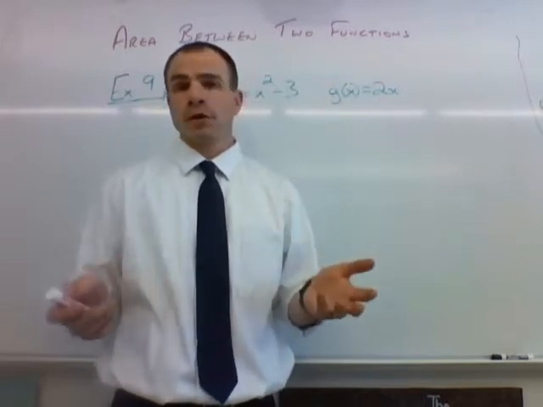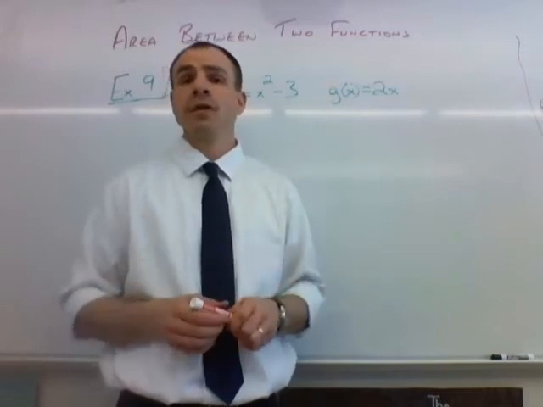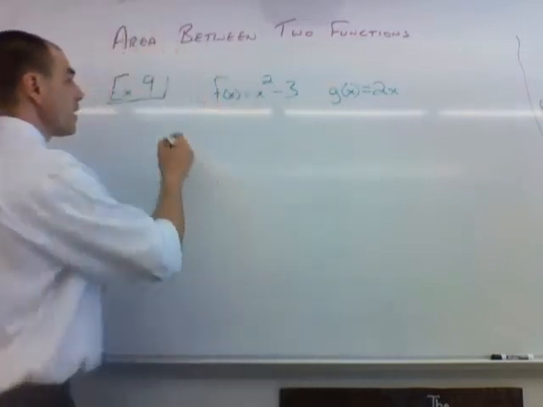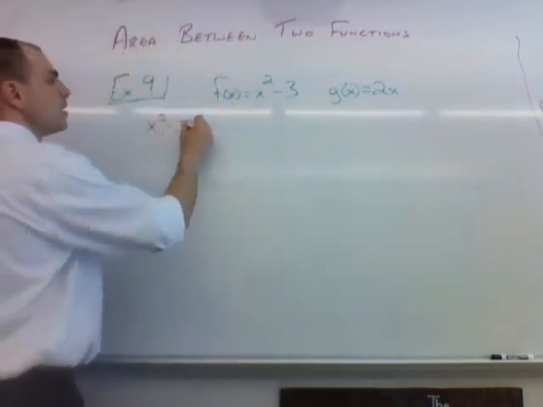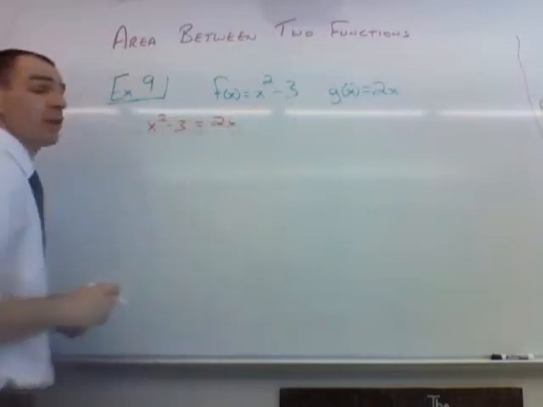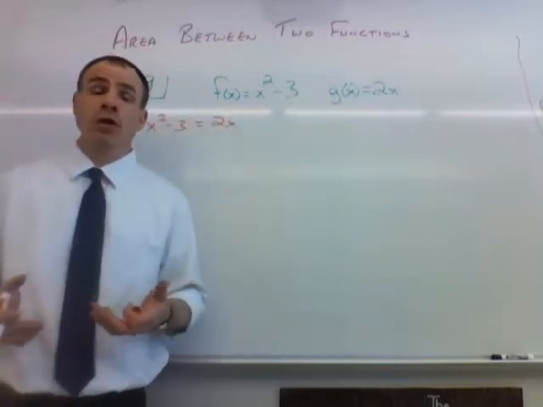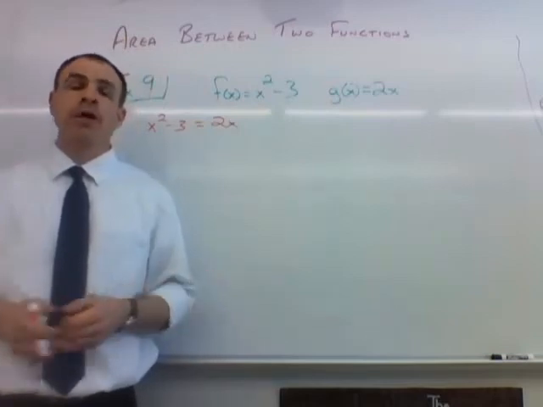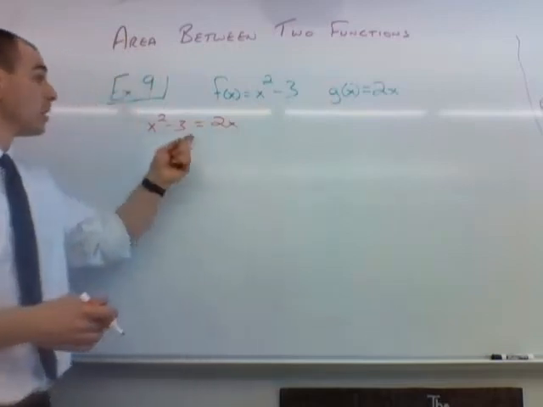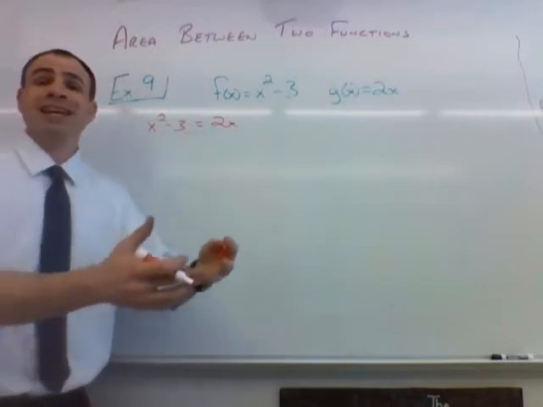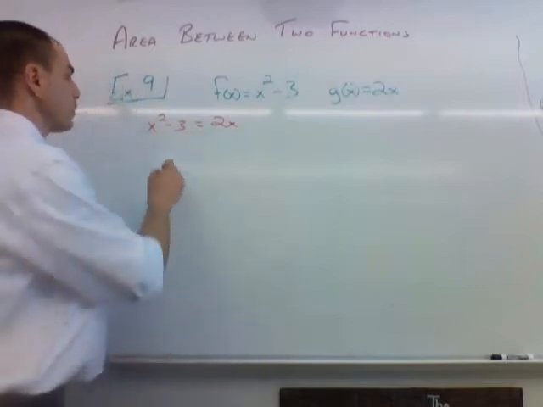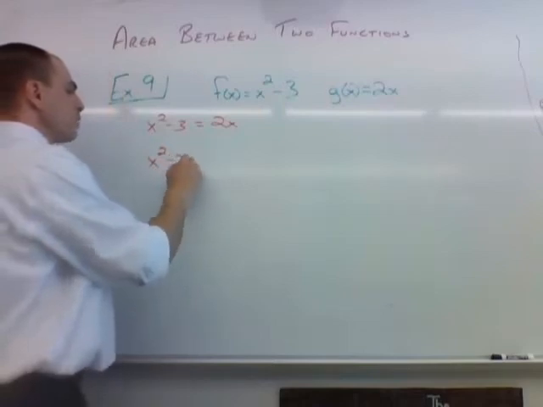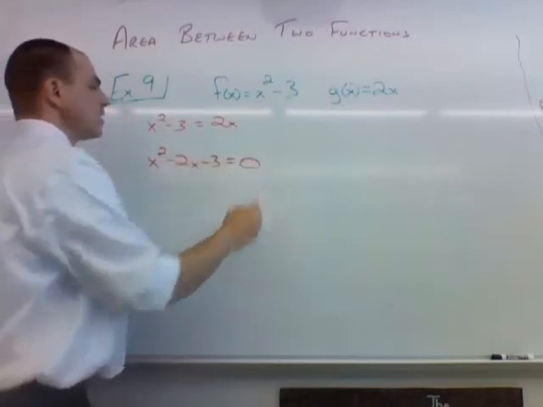Finding our bounds, what do we do? Yep, we're going to set the two functions equal to each other. So we have x squared minus 3 is equal to 2x. And we have to figure out what x is. Now, it's a quadratic, so we're going to have two answers, which is good because we need a lower bound and an upper bound. All right, so we have to set all these things equal to 0. We just have to get everything over to the same side. So let's subtract 2x from both sides, giving us x squared minus 2x minus 3 equal to 0.